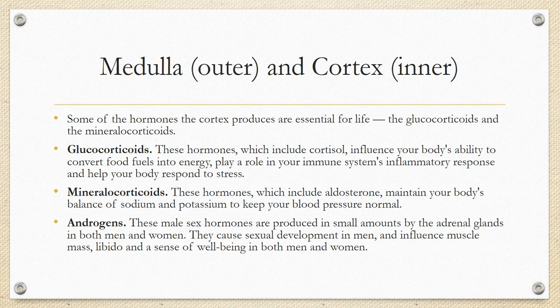Mineralocorticoids. These hormones, which include aldosterone, maintain your body's balance of sodium and potassium to keep your blood pressure normal. And the androgens, these male sex hormones, are produced in small amounts by the adrenal glands in both men and women, and they cause sexual development in men and influence muscle mass, libido, and the sense of well-being.